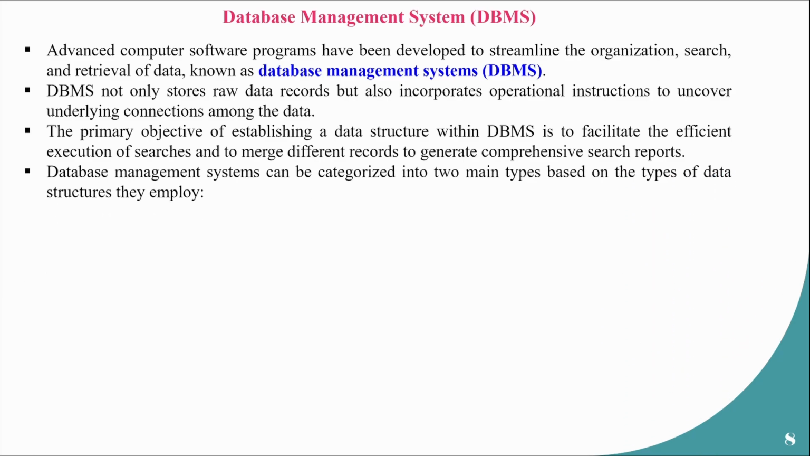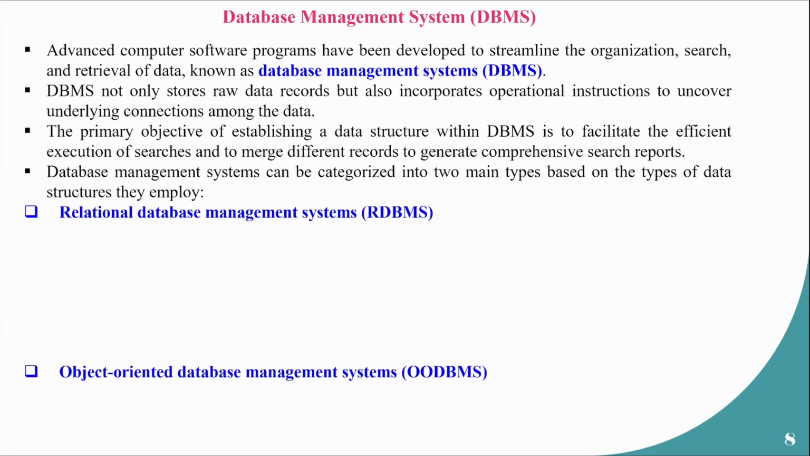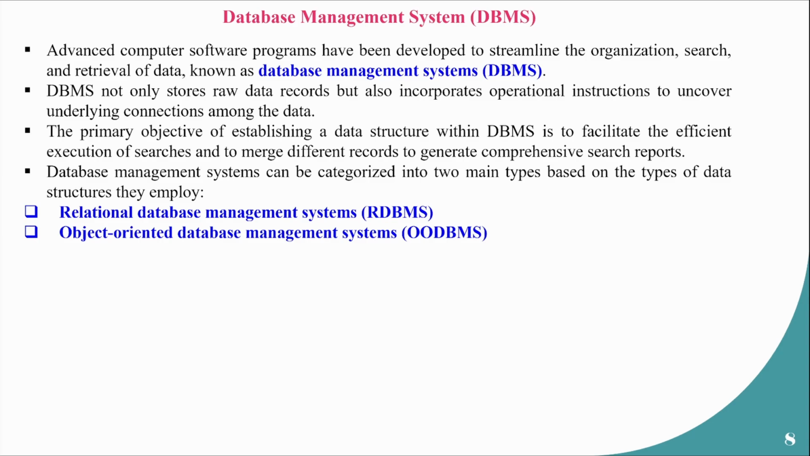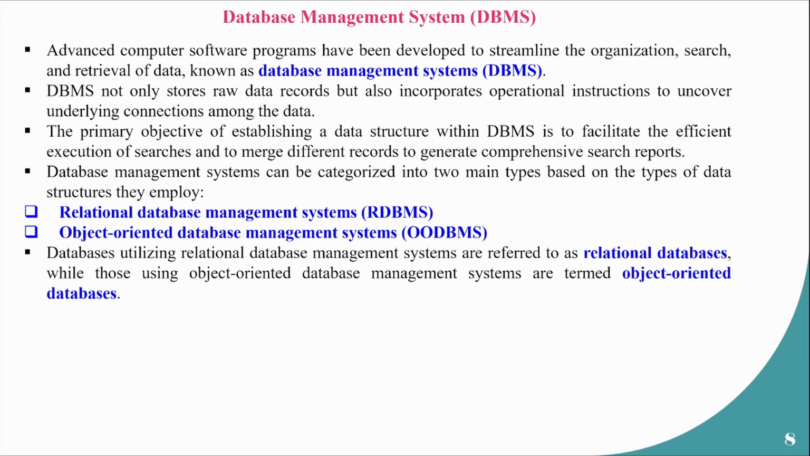Basically, they can be categorized into two main types. Firstly, relational database management systems and object-oriented database management systems. Combining these two, you can also get a hybrid, which comprises both the concepts of relational and object-oriented database management systems. When you use a relational database management system, those databases you can refer to as relational databases. And conversely, when you use the object-oriented ones, those are termed object-oriented databases, right?